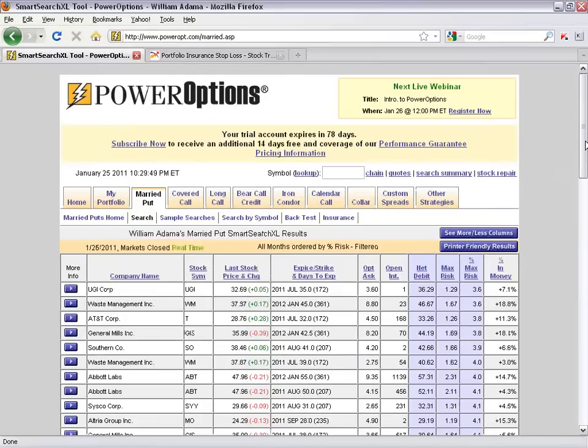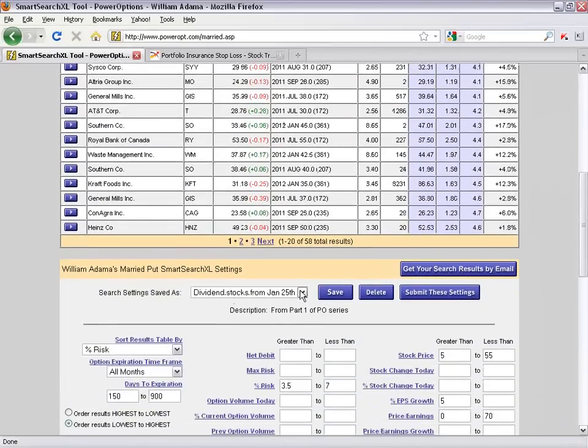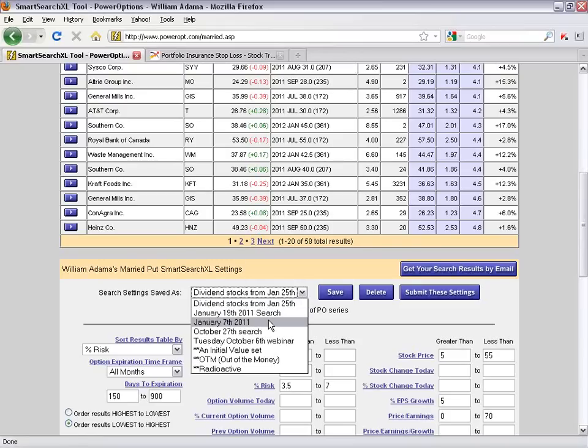Now it's going to rerun the search for me. And as I scroll down below, I see that I have my list selected with the other defaults. I can scroll through other saved searches I had during different webinars, or always go back to the default screens, the default searches there as a starting point.